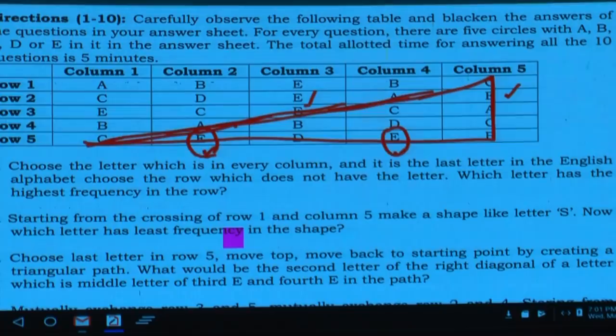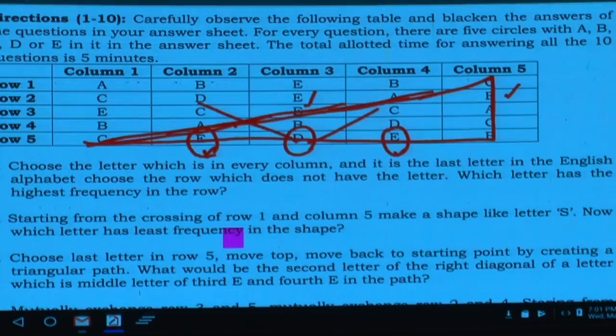Now between third E and fourth E, the middle letter. What is the middle letter here? D is the middle letter. D is the middle letter between the third E and fourth E. Then, after taking this D, the middle letter, what will be the second letter of the right diagonal? Now here he is talking about the right diagonal and left diagonal, isn't it? Because there are two diagonals, left and right. Now this is the right diagonal and this will be the left diagonal.